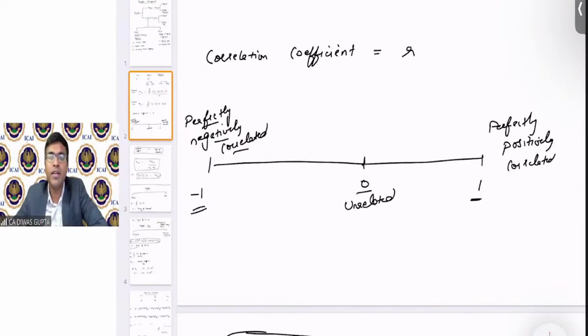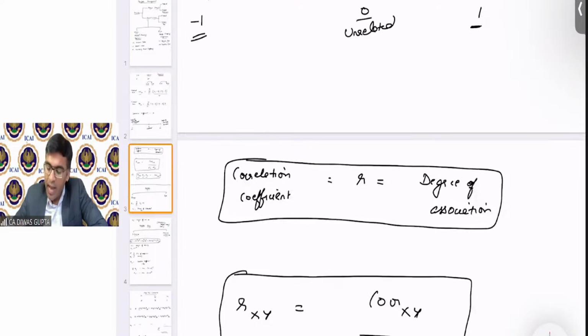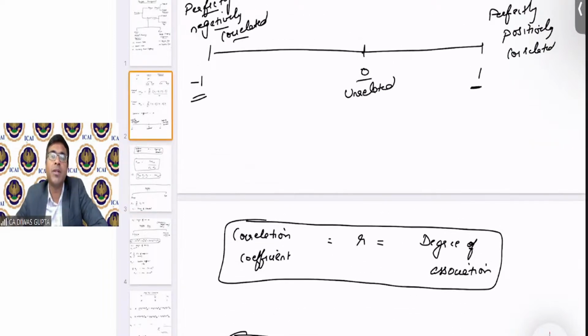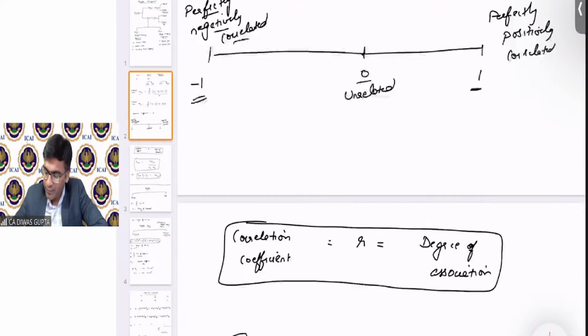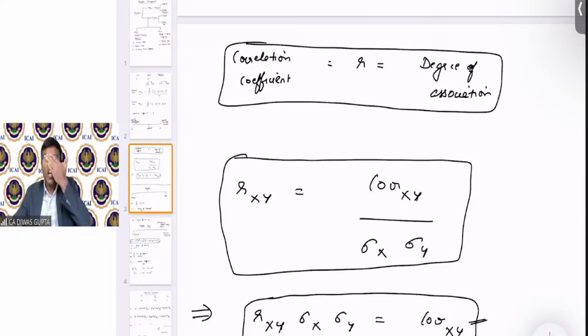Correlation coefficient, students, we have discussed that it will range from -1 to 0 to 1. Reason being, it cannot be more than 1 and it cannot be less than -1. And it tells you the degree of association. Correlation coefficient tells us the degree of association. What is the degree of association, students? Okay. And the way to calculate it is covariance between x and y divided by standard deviation of x and standard deviation of y. Okay.